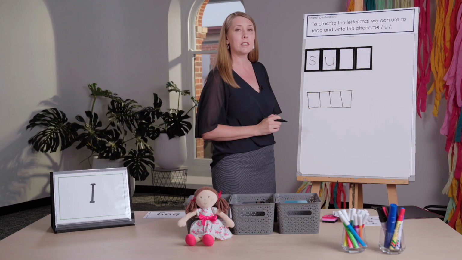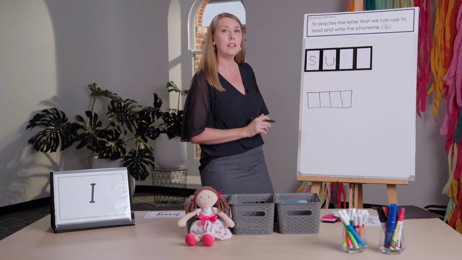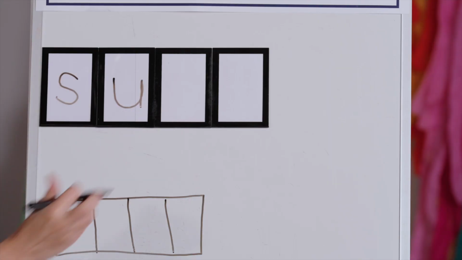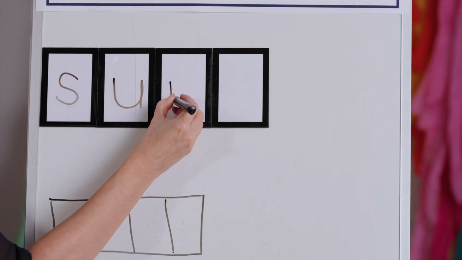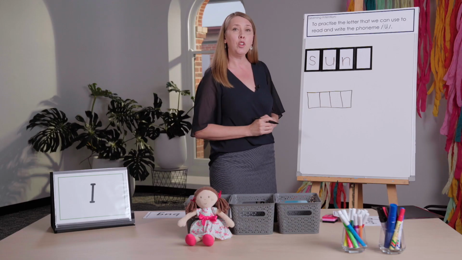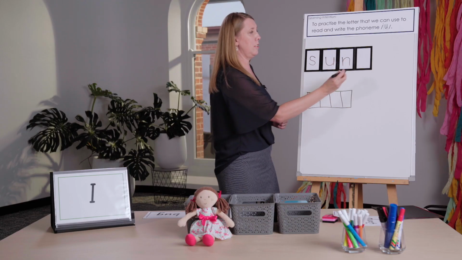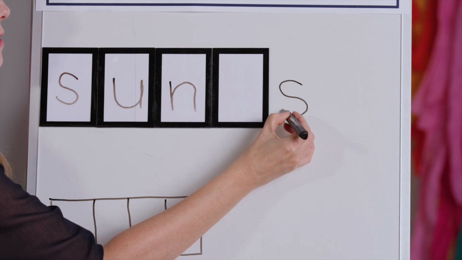Put that in the second box. And the last phoneme in sun, that's right, I can hear an N. So we're going to write N in our last box. Can you write the word at the end of your Elkonin boxes, just like this?